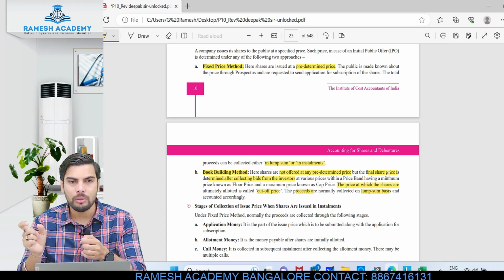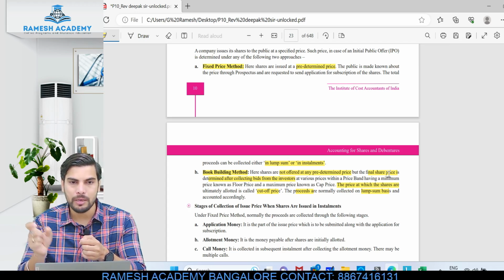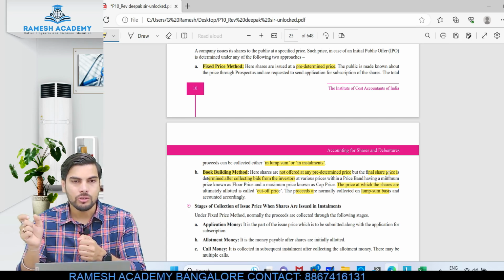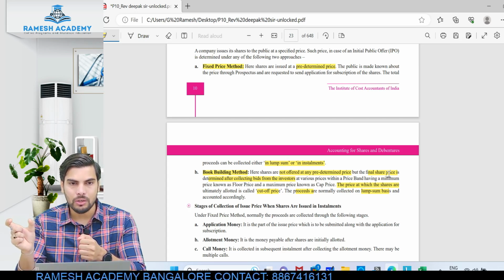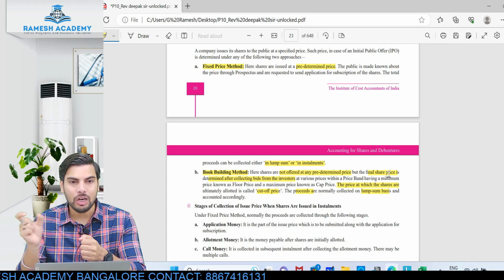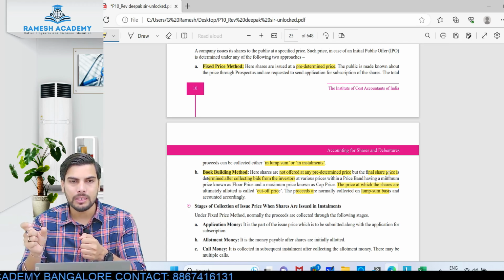The cutoff price will be decided based upon the bids made by the investors. There will be a price band or price range within which the investors will be bidding. Based on their response, a cutoff price will be decided, and that is the price at which the shares will be issued. And what about the amount?